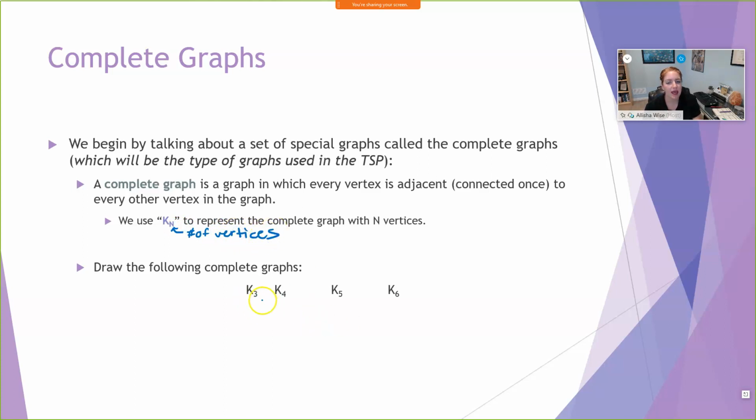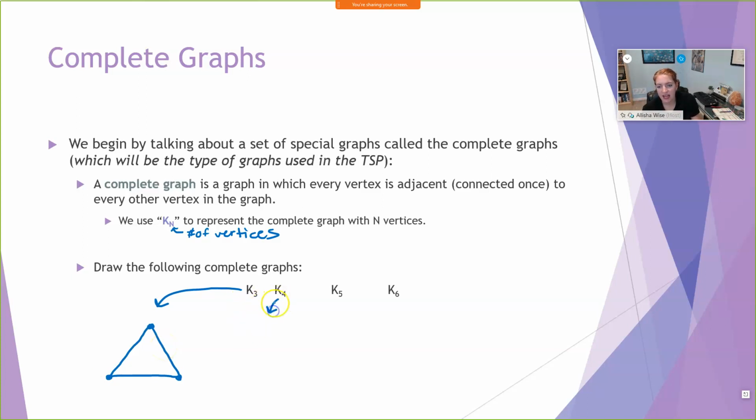So you see here, K3 would be the complete graph with 3 vertices. K4 would be the complete graph with 4 vertices. K5, 5 vertices. K6, 6 vertices. On and on and on. So let's go ahead and draw some beautiful complete graphs. I'm going to draw K3 over here. So we have 3 vertices. And the idea is that each vertex is connected to each other vertex. Cool, it looks like a triangle.